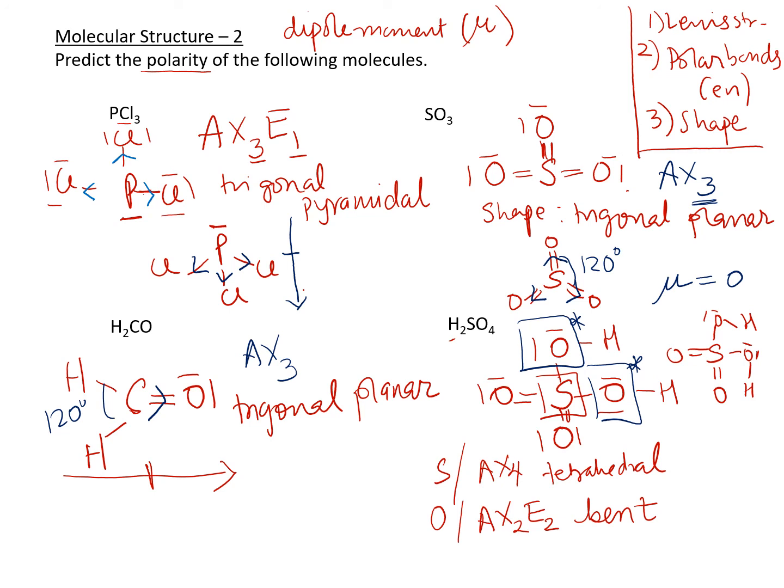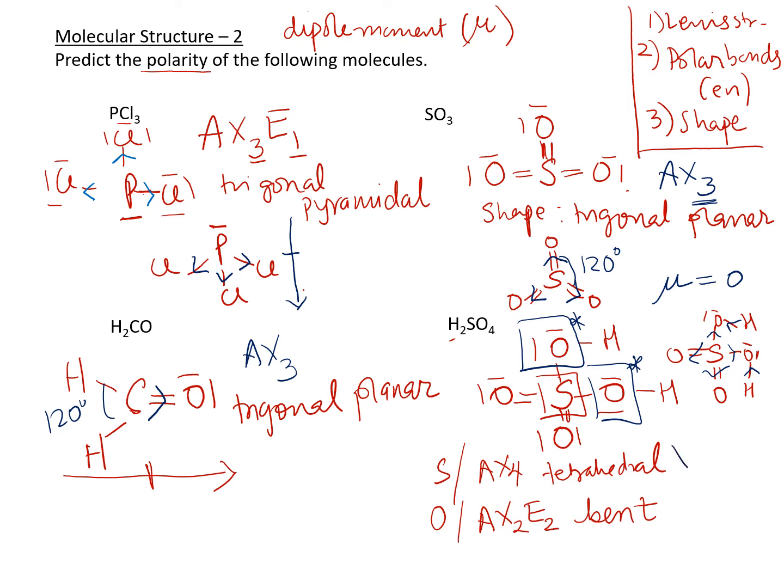Okay, so now let's look at if we have any polar bonds. And yes, we do have polar bonds. Okay, between oxygen and hydrogen, that is also a polar bond. Okay, so here we have this. So do we have polarity in the molecule? Yes, we will have polarity.